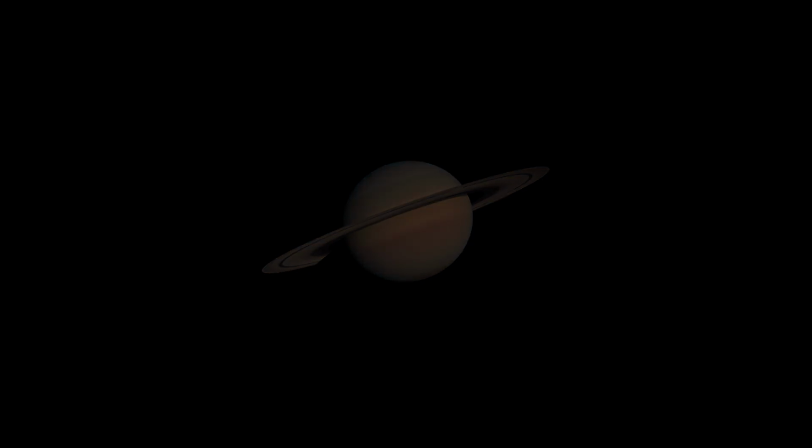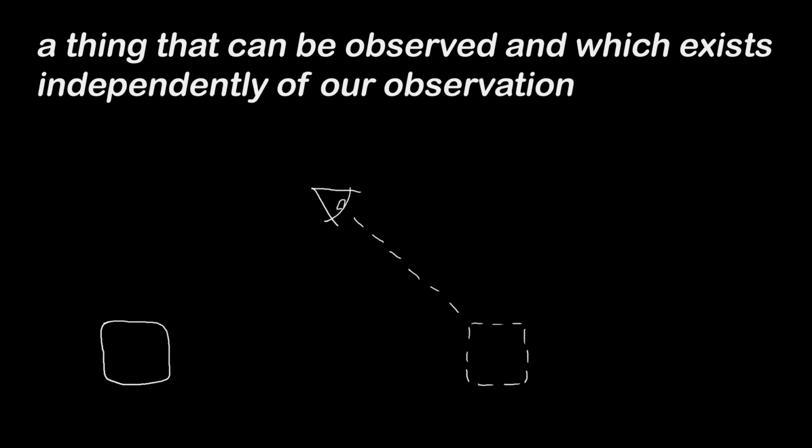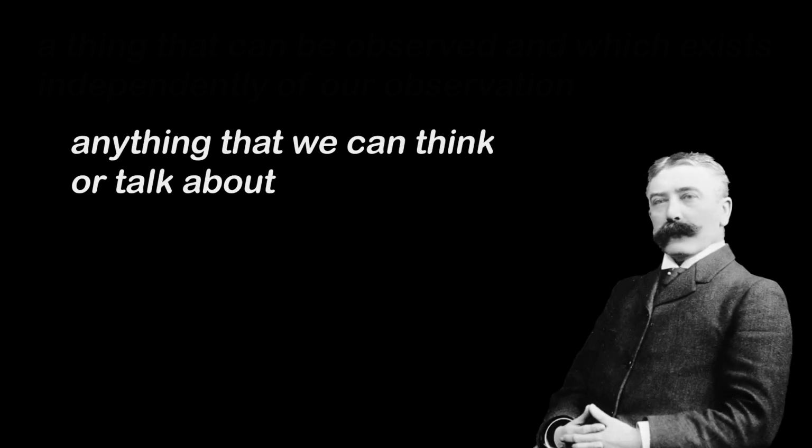In simplest terms, we can say that an object is a thing that can be observed and which exists independently of our observation. Or, in the words of American thinker Charles Sanders Peirce, anything that we can think or talk about.